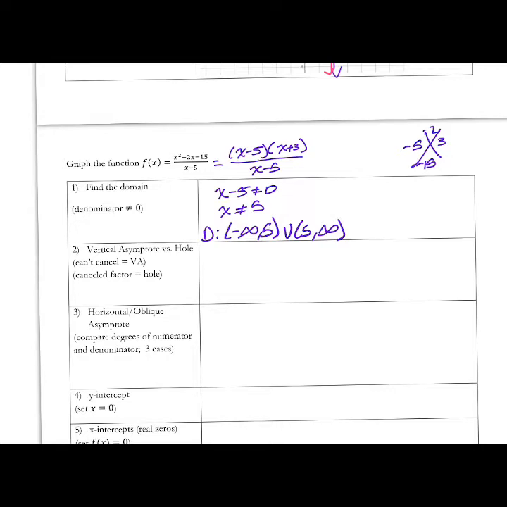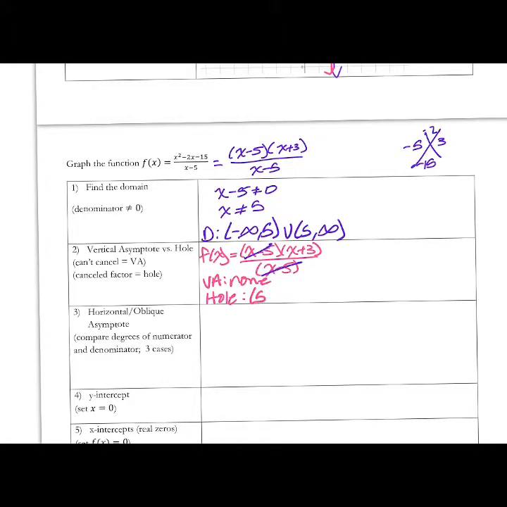Okay. So now we're going to talk about the vertical asymptote. So f of x equals x minus 5 times x plus 3 all over x minus 5. And we have a cancellation. So with that cancellation, I don't have anything in the denominator, so my vertical asymptote is none. I have no vertical asymptotes. But I do have a hole, and my hole is at x equals 5.